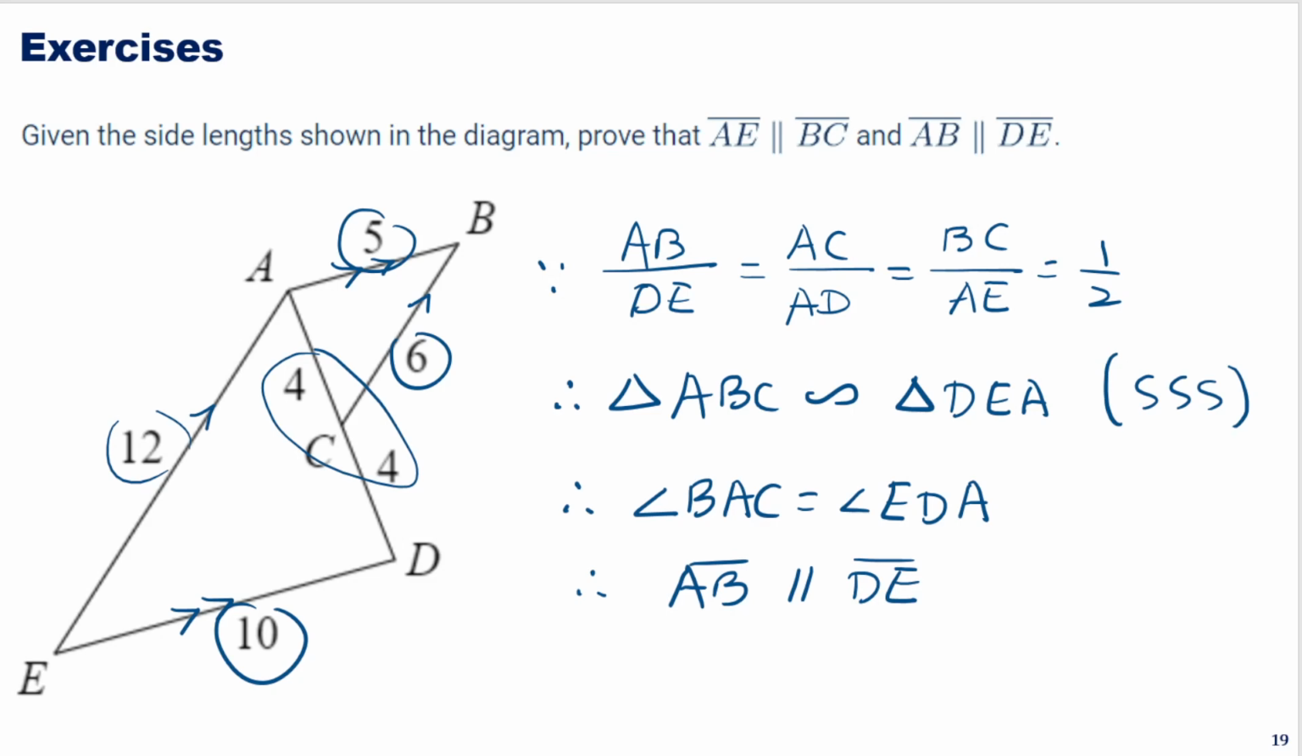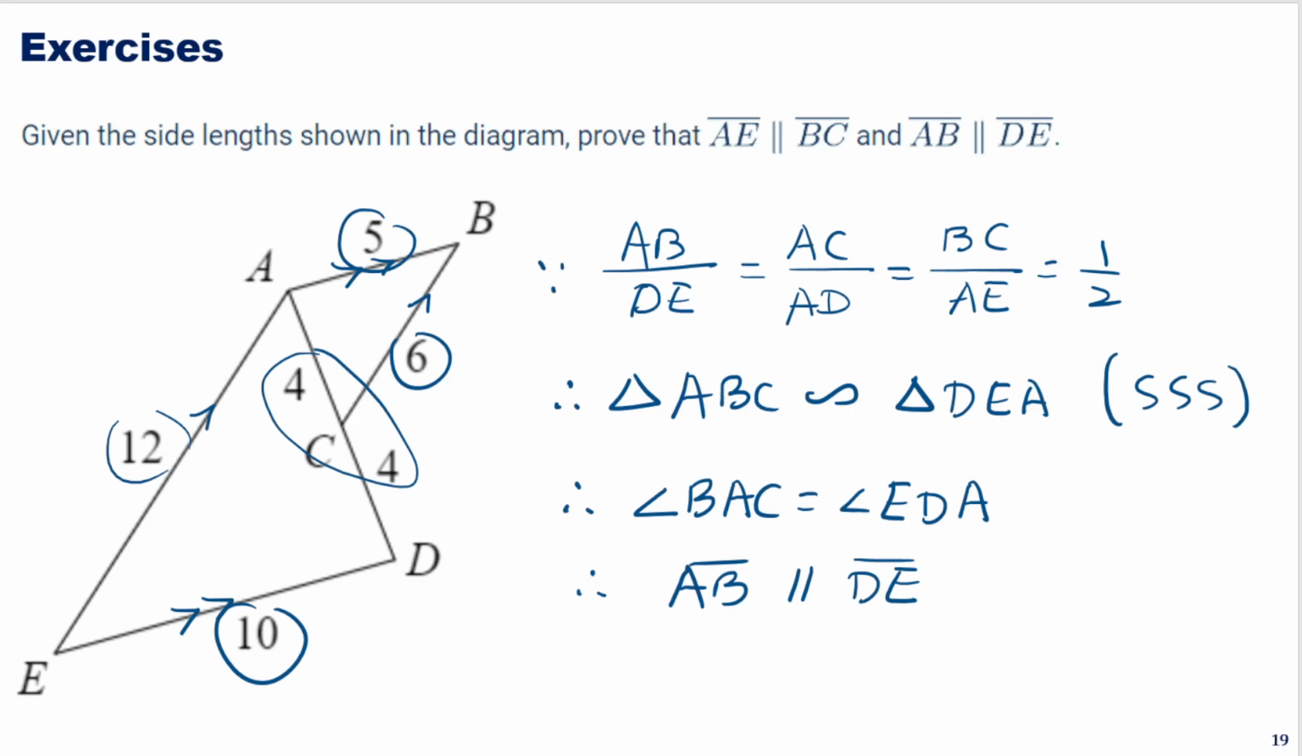Michelle? I was going to say, can we just double the size of triangle ABC, like double the length of AB, AC, and CD, then we created a parallelogram, and then using corresponding angles, we would know that AB is parallel to DE. Yes, that's actually the same thing.